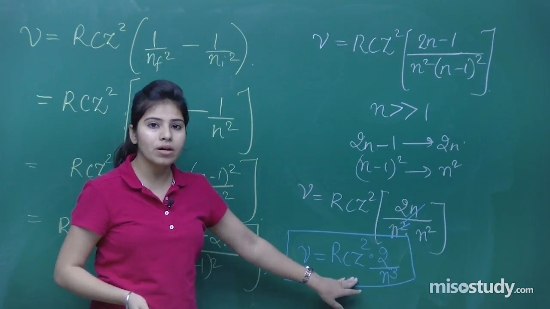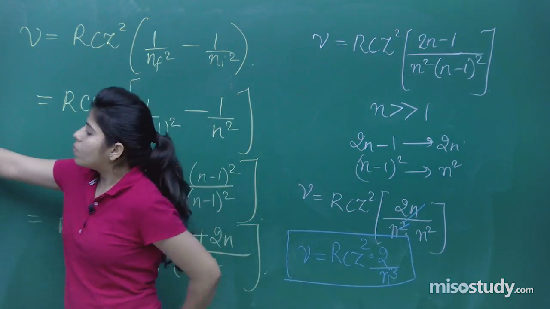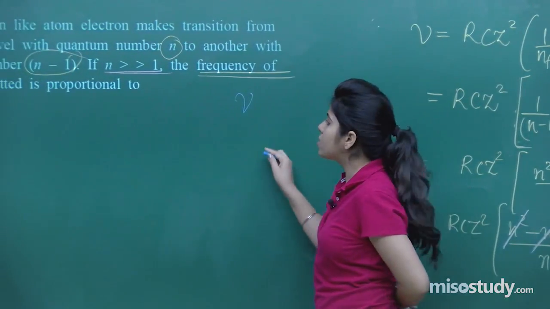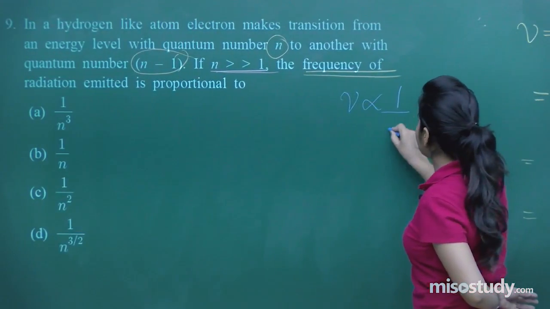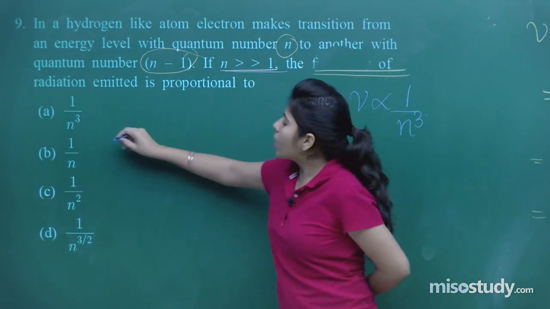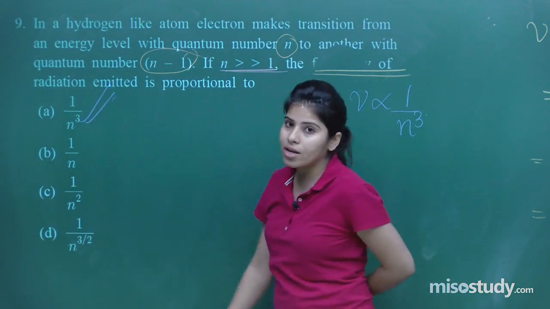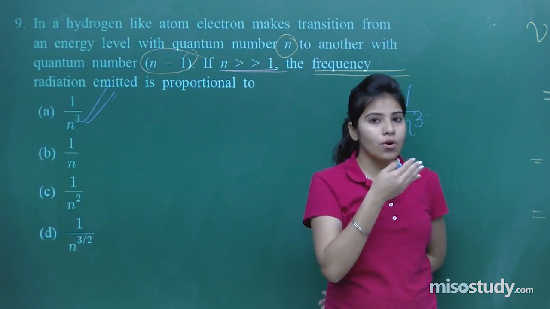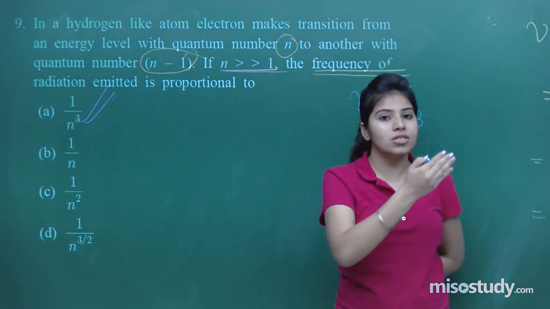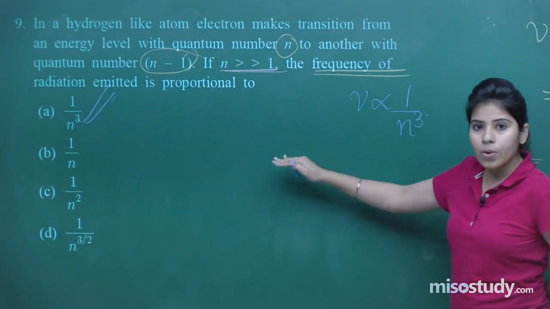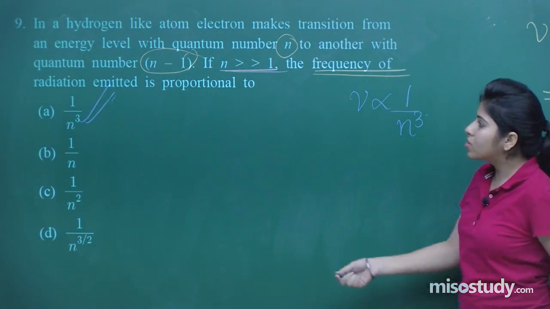Definitely you can see from here. So we will say that the frequency of radiation emitted is proportional to 1 upon n cube. So option A should be the correct answer for this. Right or wrong? We have approached from the correct way and reached the situation where we can see that it has come out to be proportional to 1 by n cube. So this is the correct answer.